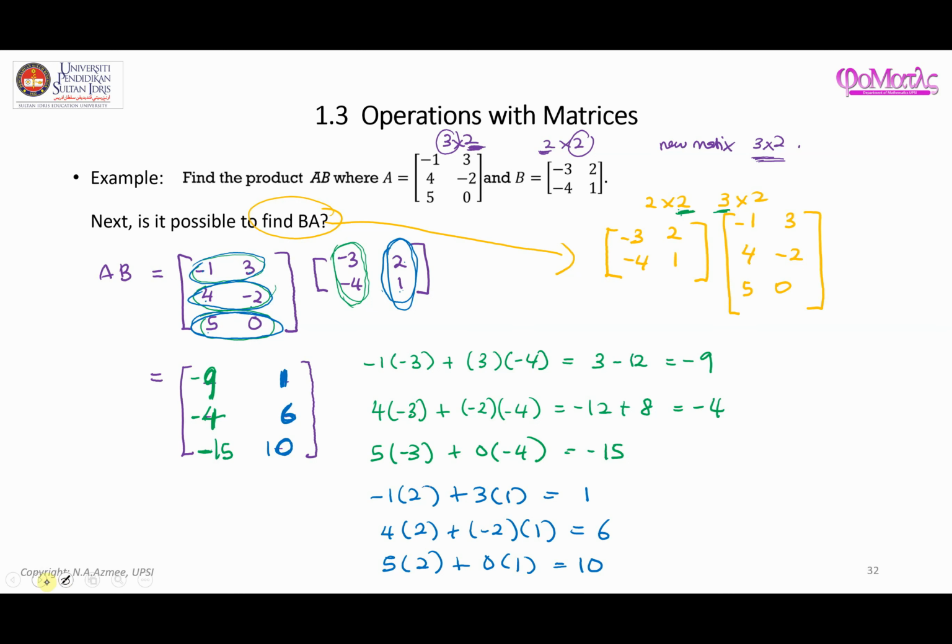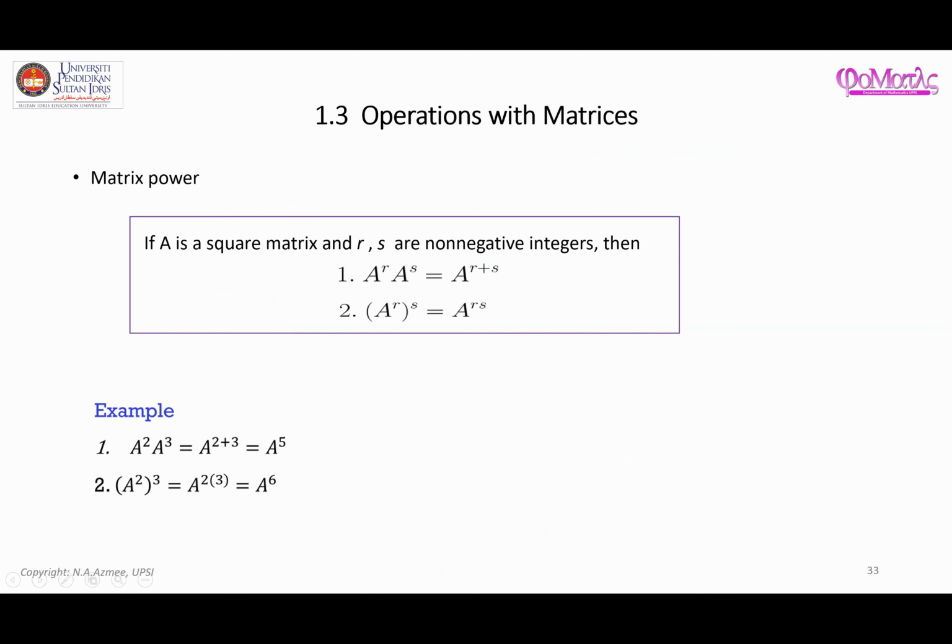Okay, let's move on to the next idea, the power of a matrix. And before we look at the statement given here, let us consider a very simple case. Let's say the case of having matrix A to the power of 2. What does it mean? Basically it means that matrix A is going to be multiplied by itself.